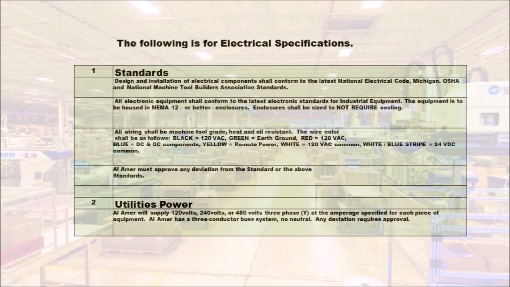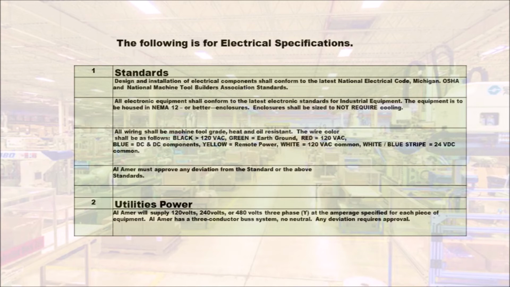The equipment is to be housed in NEMA 12 or better enclosures. Enclosures shall be sized to not require cooling. All wiring shall be machine tool grade, heat and oil resistant. The wire colors shall be as follows: black 120 VAC, green earth ground, red 120 VAC, blue DC and DC components, yellow remote power, white 120 VAC common, white with blue stripe 24 VDC common. Amer must approve any deviation from the above standards.